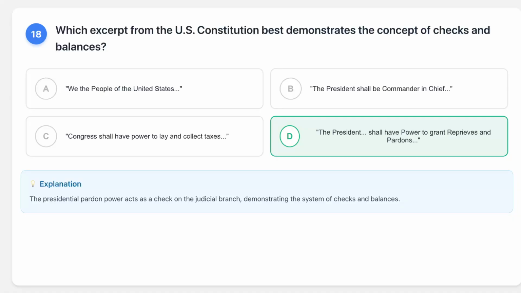Explanation. The presidential pardon power acts as a check on the judicial branch, demonstrating the system of checks and balances.